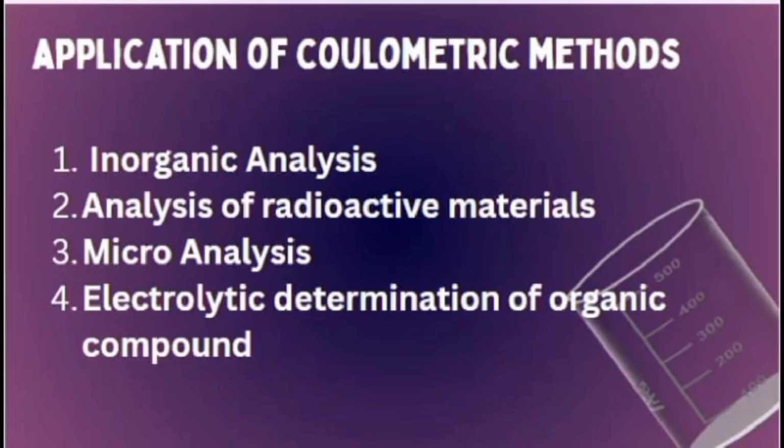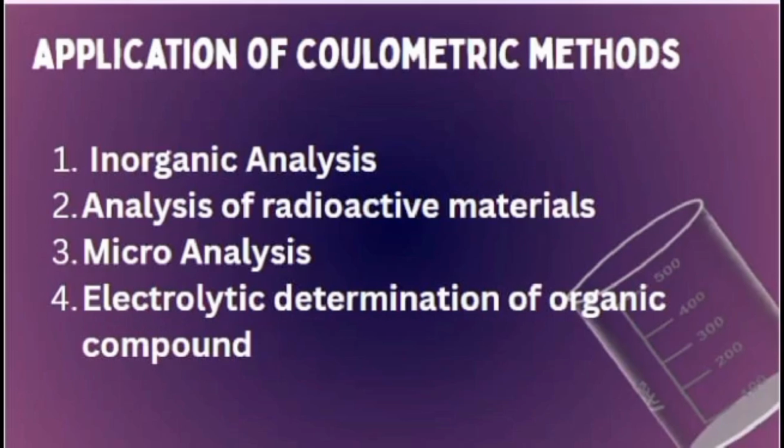This often involves a controlled potential or controlled current electrolysis to oxidize or to reduce the organic compounds. So, a controlled potential or current is applied to the electrochemical cell containing the organic compound. The compound undergoes a redox reaction and the charge consumed is measured. This charge is then directly related to the amount of the organic compound present.